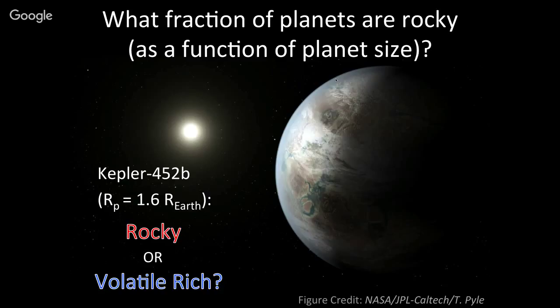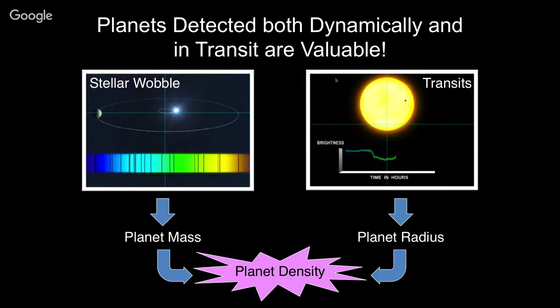Well, to address this question, we can look to the valuable subset of exoplanets that are detected both in transit and with a radial velocity technique. Because with a planet radius measured from the transit depth and the planet mass measured from the radial velocity amplitude, these together combine to give the mean planet density, and that gives us some handle on a planet's bulk composition.